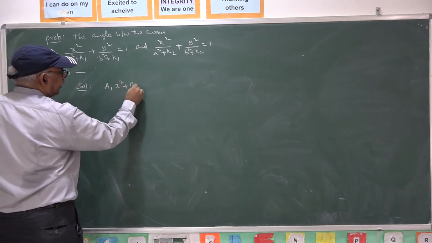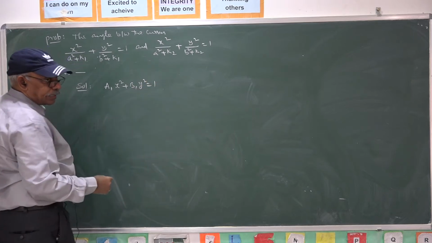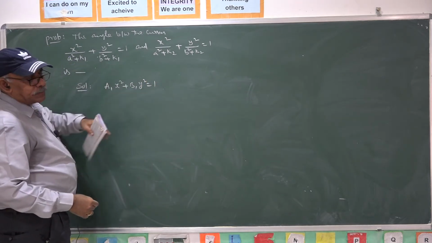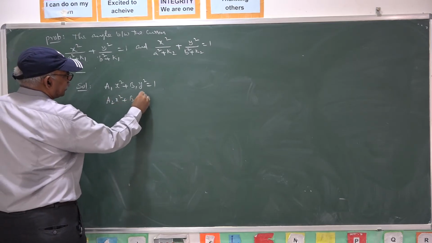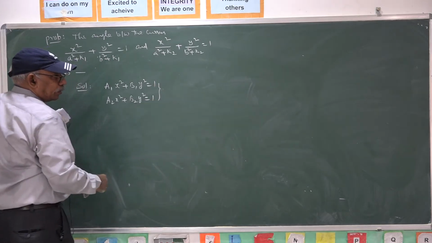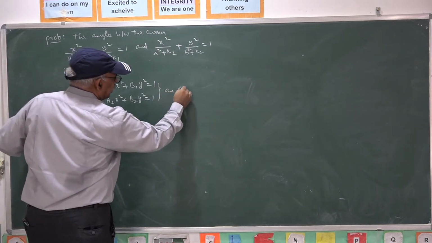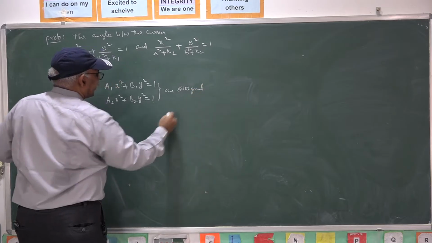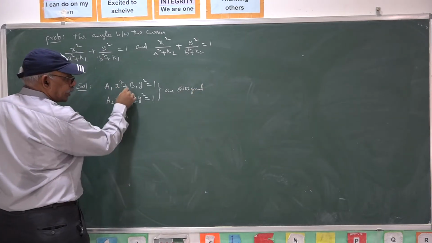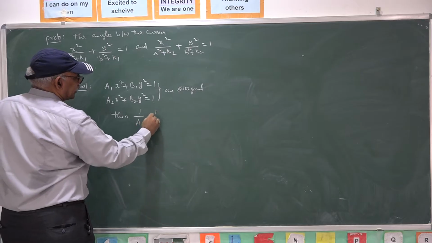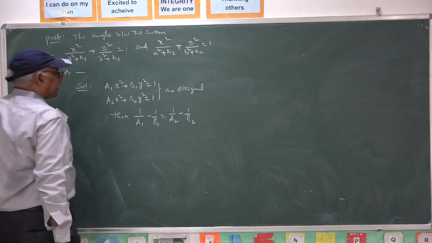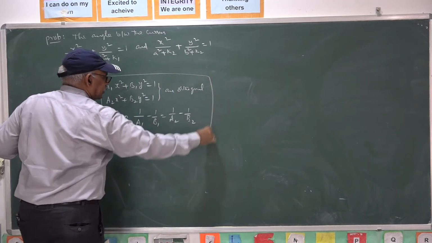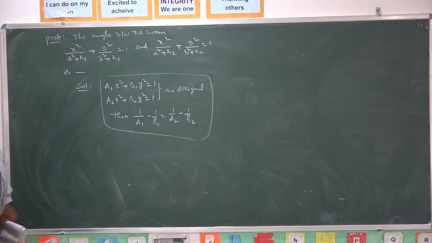If the curves are in the form of concentric ellipses, a1x square plus b1y square equal to 1 and a2x square plus b2y square equal to 1, are orthogonal, then the condition is 1 by a1 minus 1 by b1 equal to 1 by a2 minus 1 by b2. So you can use this condition to get the angle between the curves.